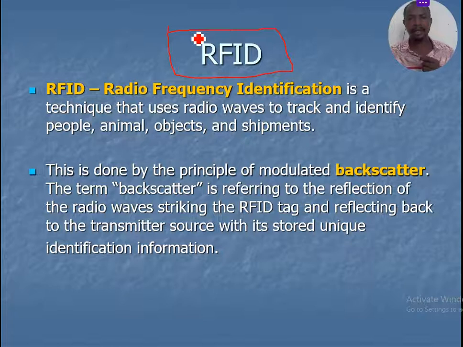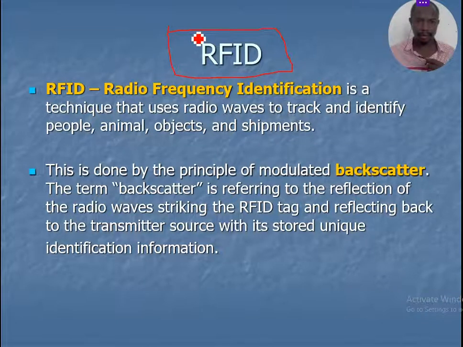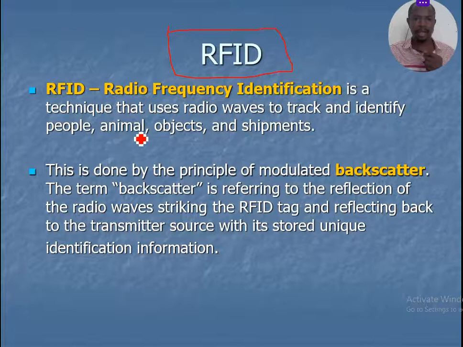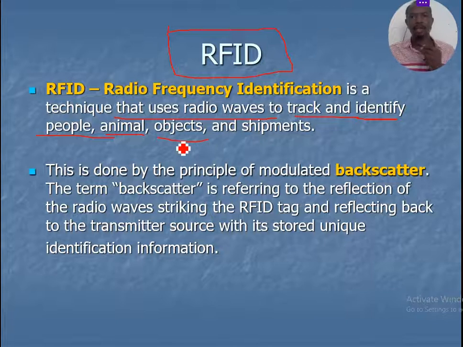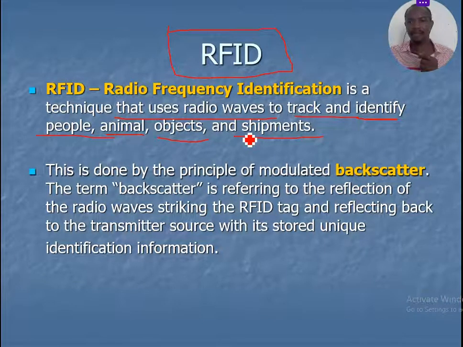RFID simply represents radio frequency identification. It's a technique that uses radio waves to track and identify people. Not only people, it identifies animals, it identifies objects like cars, any object that's available in its path. It's also used to identify shipments, the ships sailing on the rivers. So RFID is a huge technology that has been developed for wireless transmission and reception.